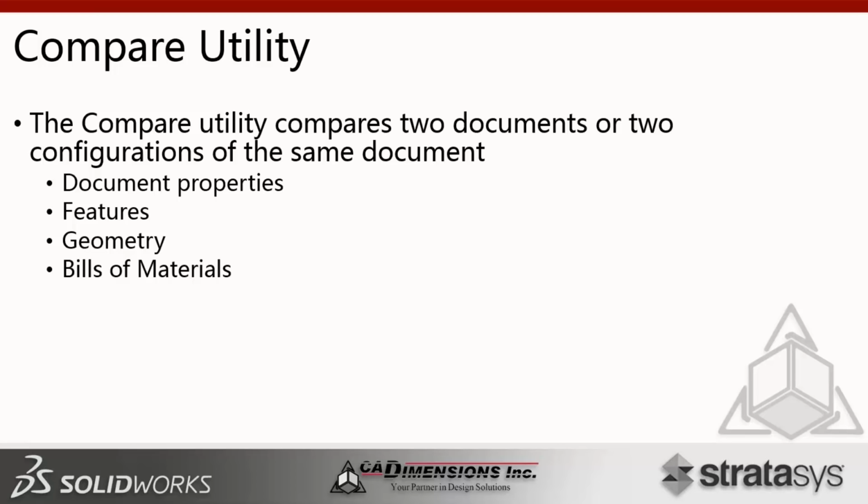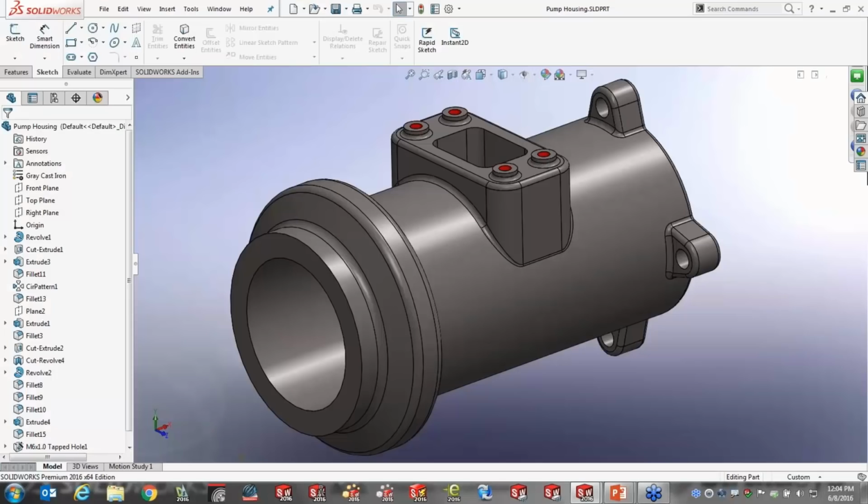You can discover that under the tools menu. You'll find a compare, draw, compare. But we're going to cover the others that are listed there. Compare allows me to take 2 documents or 2 separate configurations and either compare their properties, compare their features, compare their geometry. They may be just imported files, or if they're an assembly or a drawing, their bill of materials. Let's take a look at how this works.